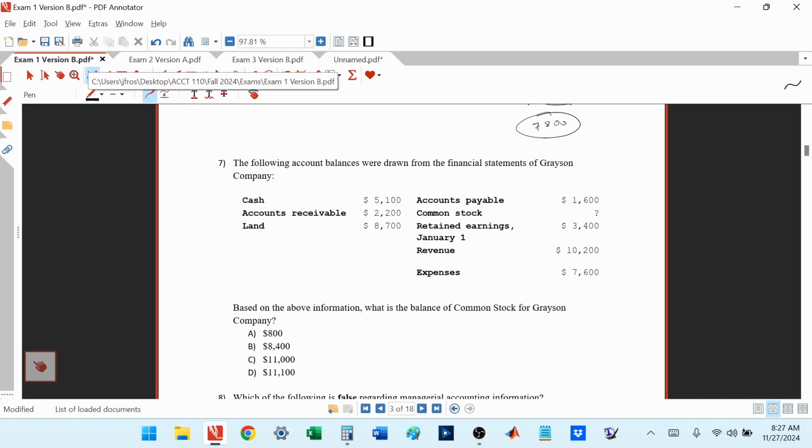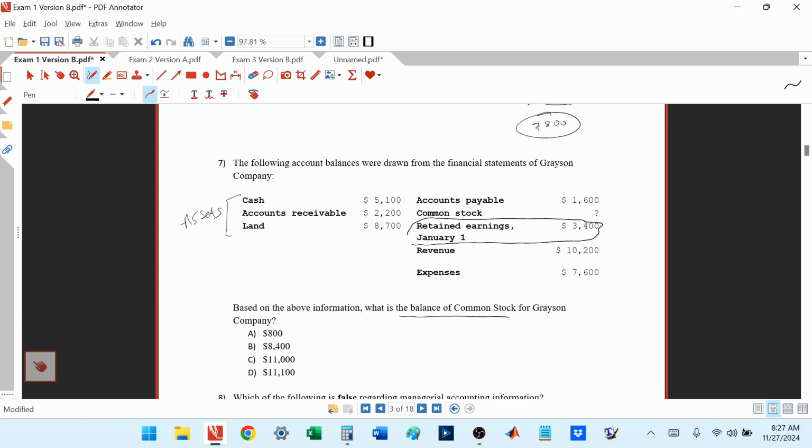The following account balances were drawn from the financial statements of Grayson Company. Looks like these are all assets over here. Based on the above information, what is the balance of common stock for Grayson Company at the end of the year? So every number here is an end of year balance, except for this number. That's a beginning of year balance because it says January 1st.